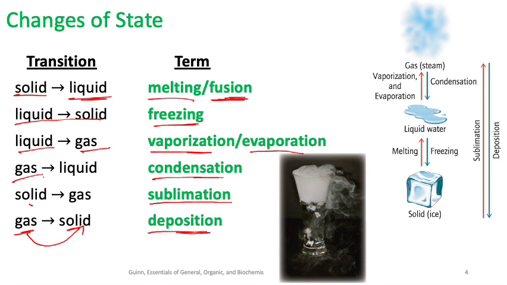For example, for sublimation, this is an example. If you can see this picture on the right hand side, this is solid carbon dioxide. The whitish thing you're seeing is the solid carbon dioxide, and the vapor is coming out from here. That means a solid is directly converted into a gas phase. So this is an example of sublimation, right? So make sure you know this definition.